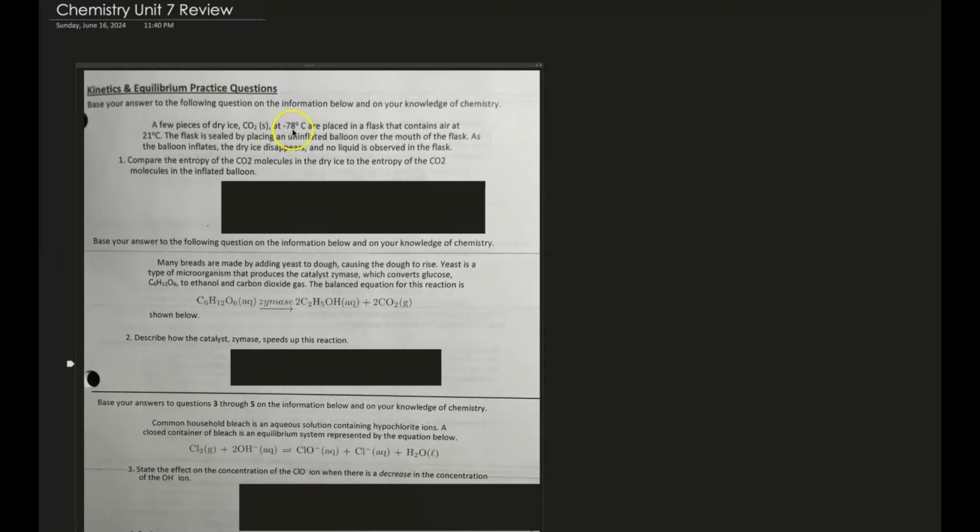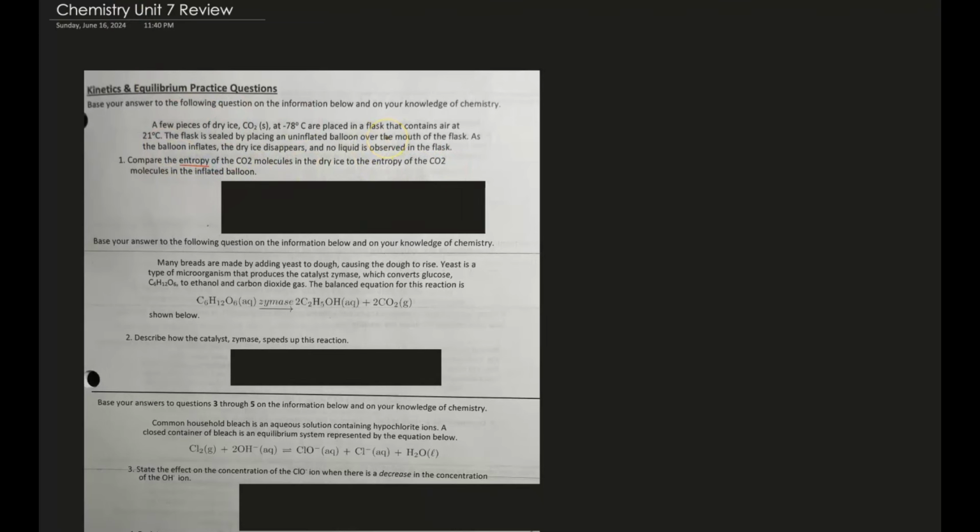A few pieces of dry ice are at negative 78 degrees Celsius. They're placed in a flask that contains air at 21 degrees Celsius. The flask is sealed with an uninflated balloon. As the balloon inflates, the dry ice disappears and there's no liquid in the flask. Compare the entropy of the CO2 molecules in the dry ice to the entropy of the CO2 molecules in the inflated balloon. So first off, what is entropy?